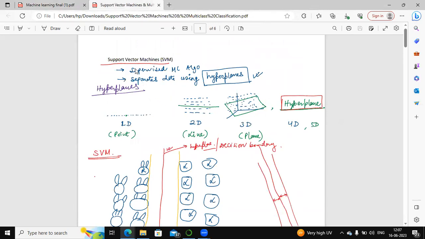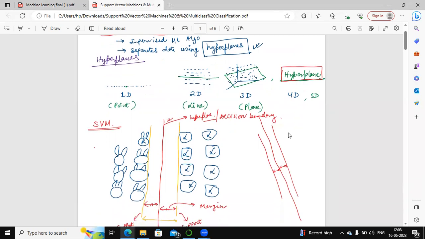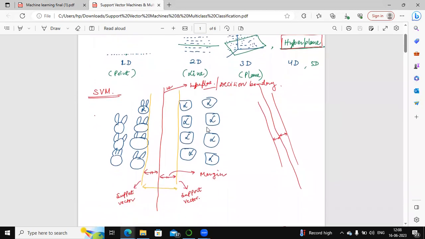In brief, we can say support vector machine is a supervised machine learning algorithm, and it separates data using hyperplanes. Hyperplanes can be one-dimensional, a point. In one dimension we have a point as a hyperplane. In two dimensions we can have a line, which will divide it into equal parts. In three dimensions we need a plane to divide the classes equally, and in four dimensions we use the hyperplane.